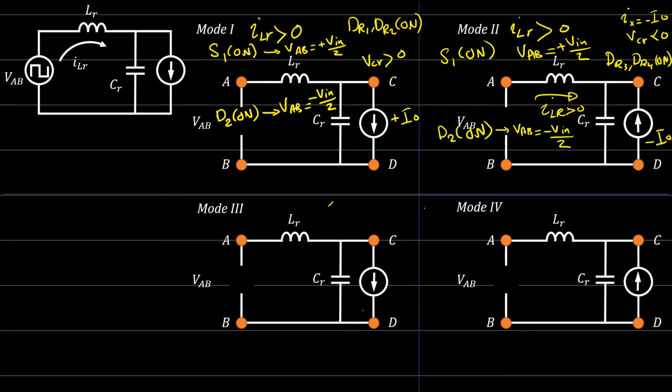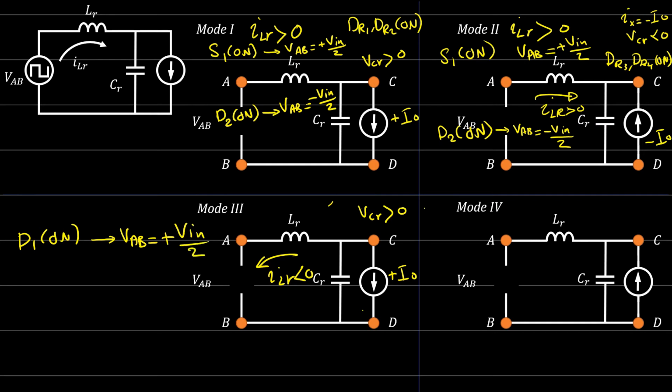Okay, let's go to mode number 3. It's clear from the figure here that the current is positive on the output. This is plus I out, and VCR is positive. Diode 1 and diode 2 are conducting. Now I will say that the current is negative, ILR is negative. Then diode 1 is on when VAB is how much? Plus V input over 2. And switch 2 is on when VAB is negative.